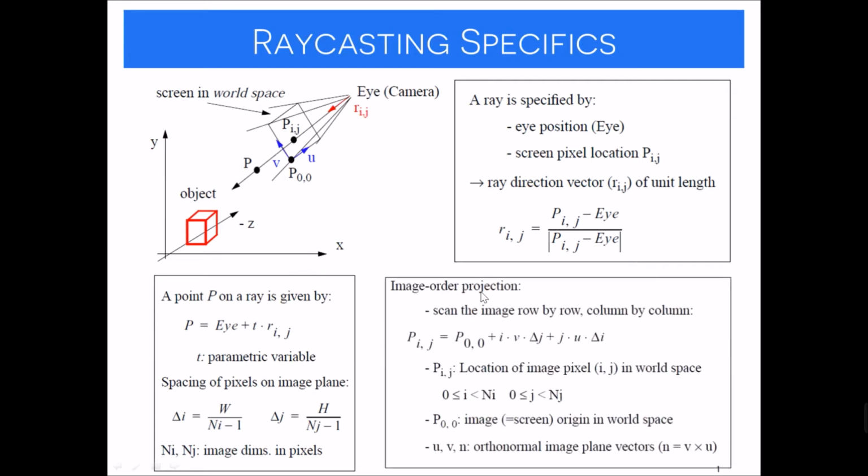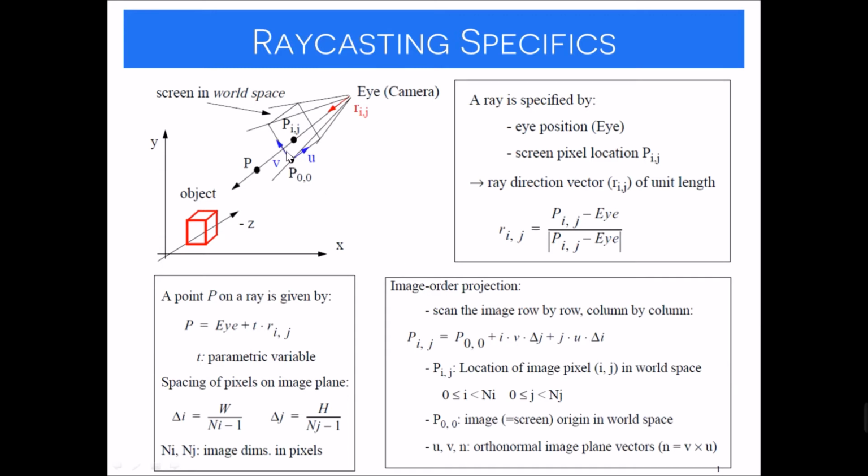And then image order projection. Basically, all you do is scan the image row by row, column by column, okay? And then this is the parametric equation I told you. This is the indexing for the pixel. You start here at the origin, I times v times delta j. v is the vector, and u is the other vector, right?